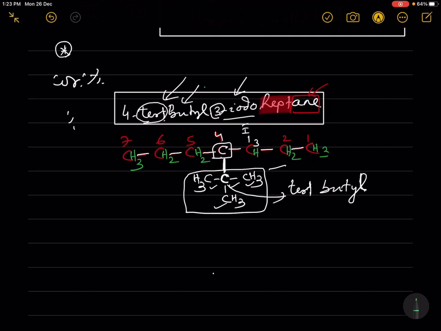We'll discuss the next part of haloalkane in the next video, that is haloalkane part 2. This is your haloalkane part 1.